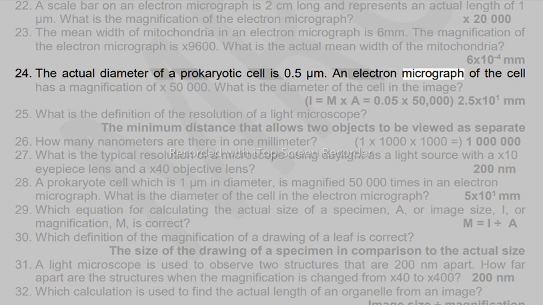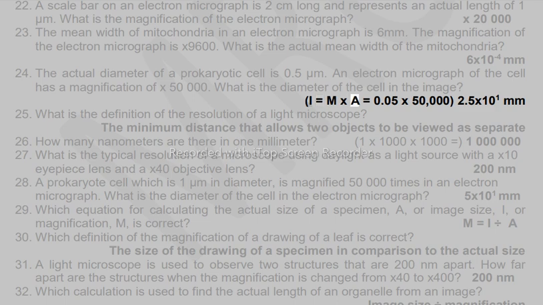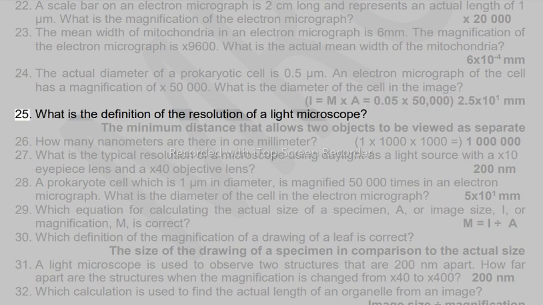24. The actual diameter of a prokaryotic cell is 0.5 micrometers. An electron micrograph of the cell has a magnification of ×50,000. What is the diameter of the cell in the image? I equals M × A, equals 0.05 × 50,000, 2.5 × 10⁻¹ millimeters.